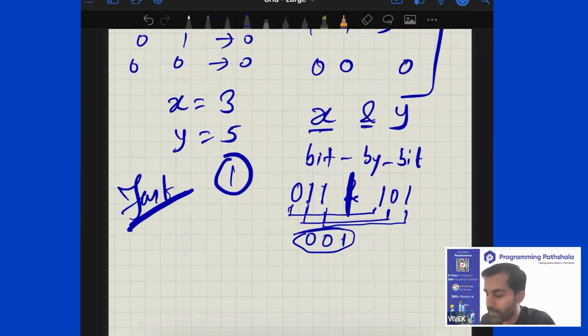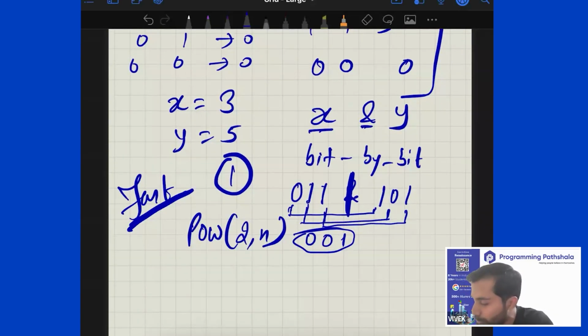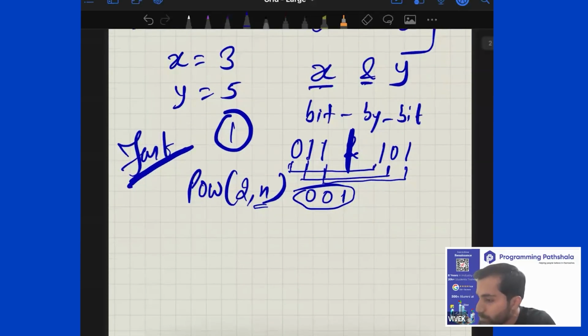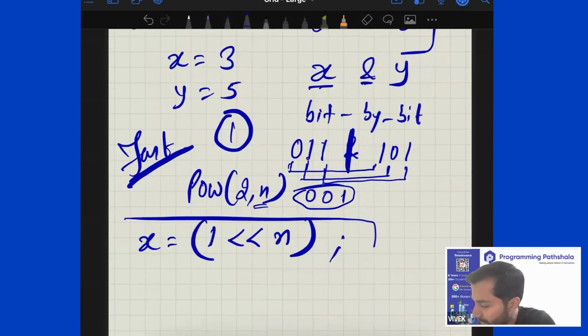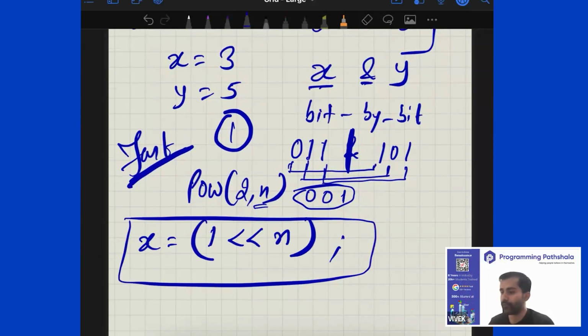Okay. So a lot of people compute the power of 2 in this manner. They use pow(2, n). Or at times they write their own for loop to compute 2 power n. I mean, they run a loop n times, and that is how they do it. But have you seen some people writing things like this? How many of you have seen expressions like these? And what exactly is this expression?